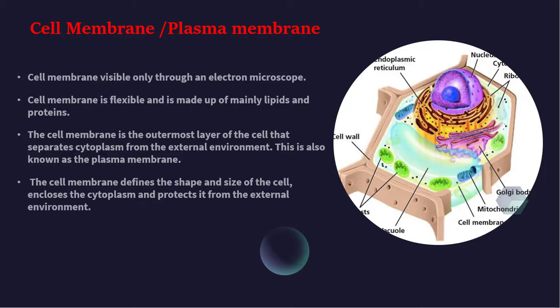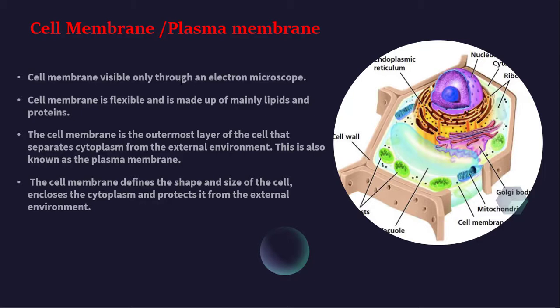What is the use of cell membrane? Do plant and animal cells both have a cell membrane? Yes, both cells have a cell membrane. Cell membrane is visible only through an electron microscope. We can't see it in the cell. Then how can we see the cell membrane? It is observed only through an electron microscope.